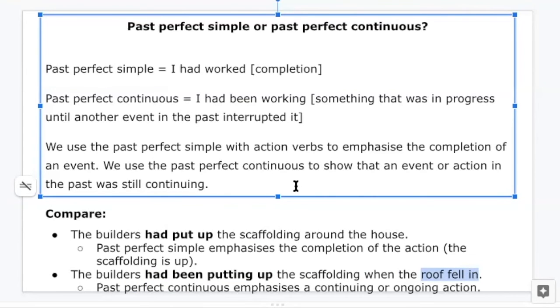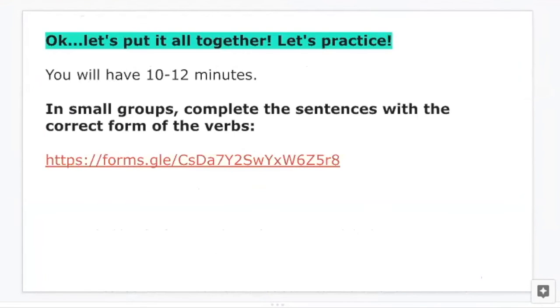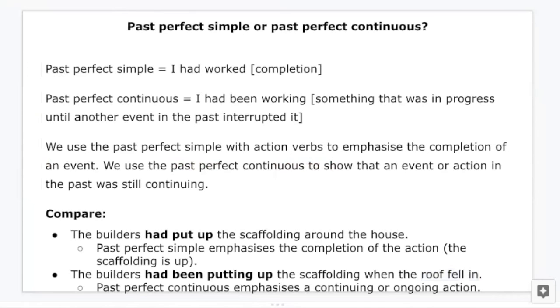Yes. Okay. Excuse me, Gabby. So I have a question about the second sentence. Sorry. That's okay. So here, after the roof fell in, so the builders had been putting up the scaffolding. You mean, the roof fell in at first, and then the builders had been putting up the scaffolding.